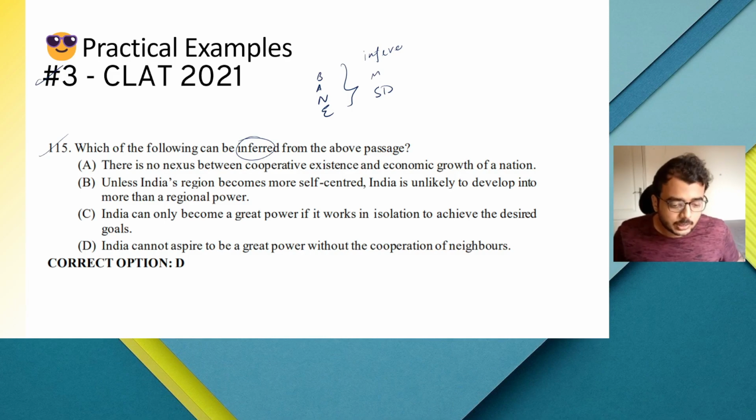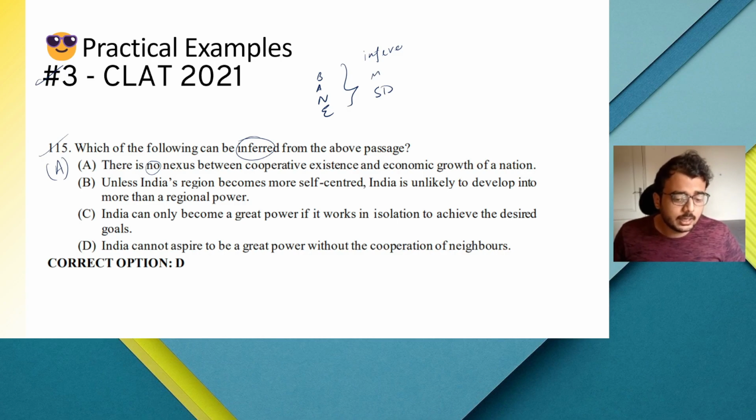A says there is no nexus between cooperative existence and economic growth of a nation. Whereas in the author's passage, जो passage है author का, there has been a clear establishment of some relationship between cooperative existence and economic growth of a nation. It is talking about India and how India could grow its economy through the use of cooperative existence. ठीक है? So this is completely in contrast, and I would give it an A. Okay, so alien based information या alien information है.